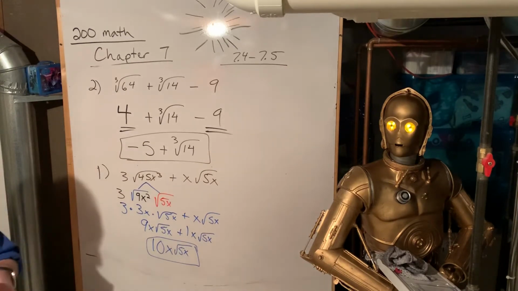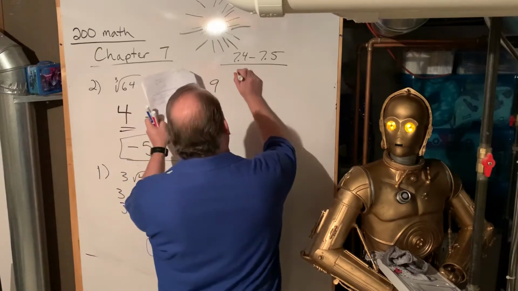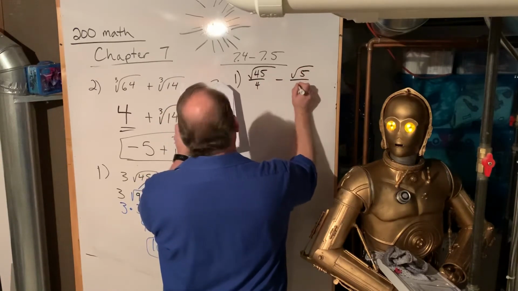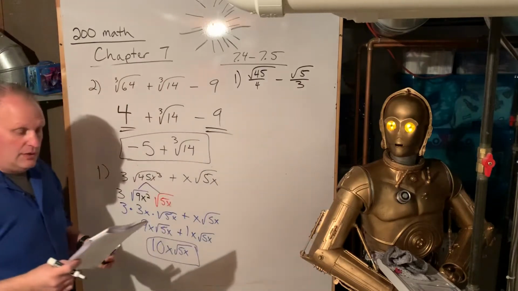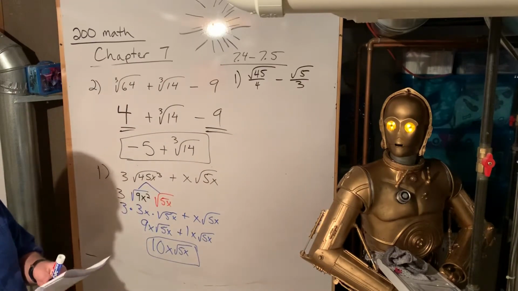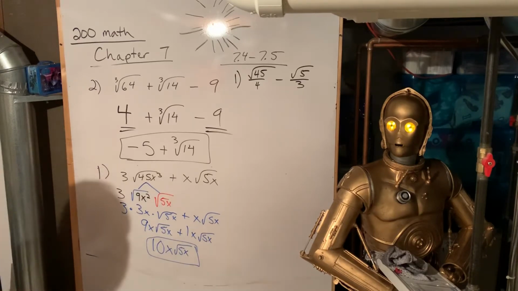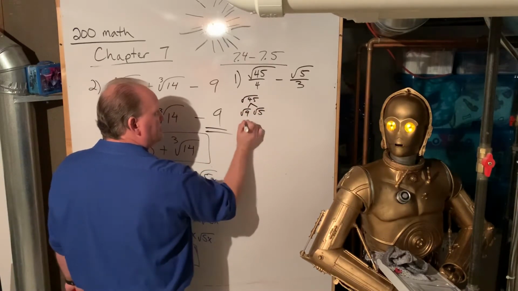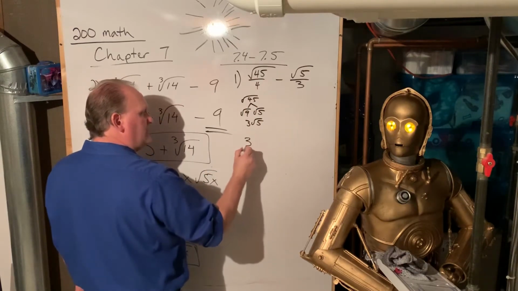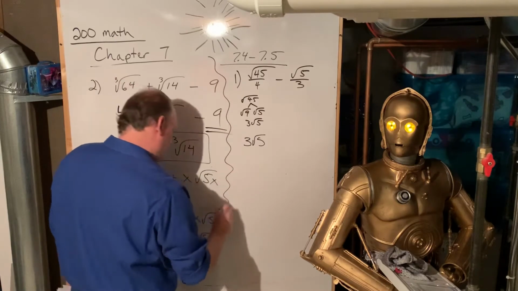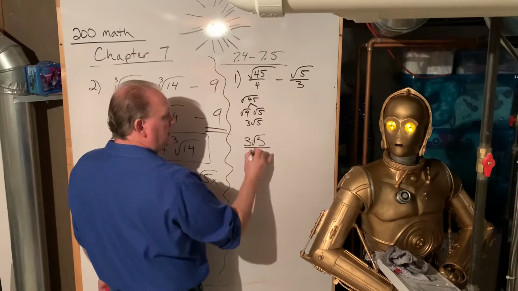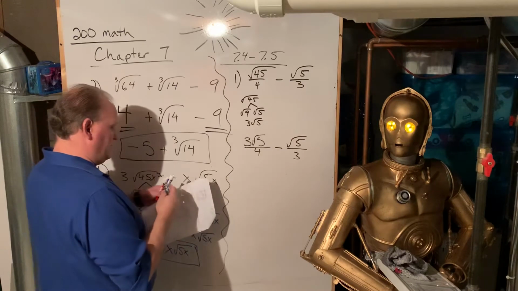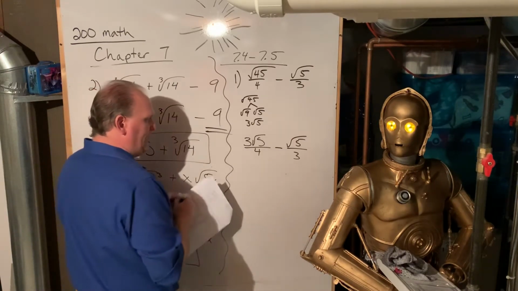Let's take a look. How about another one? The square root of 45 over 4 minus the square root of 5 over 3. All right. Well, first, the square root of 45 is what? Let's do that. The square root of 45 is the square root of 9 times the square root of 5. So that's 3 square roots of 5. So this is what we have. 3 square roots of 5 over 4 minus 1 square root of 5 over 3. So I need a common denominator for these two. It's an expression. So common denominator is 12.